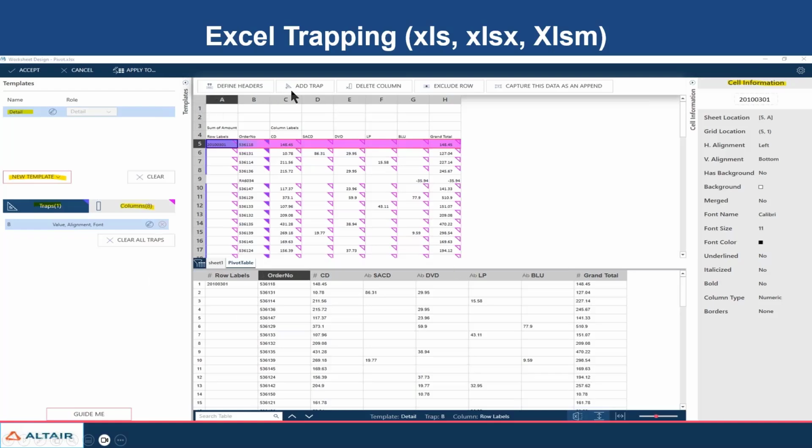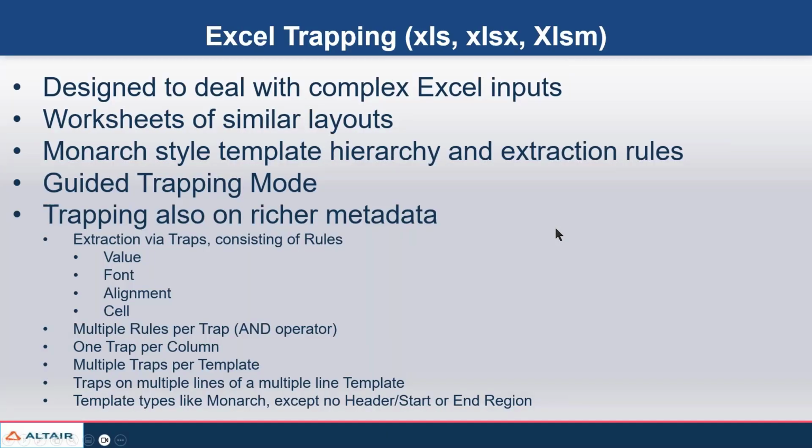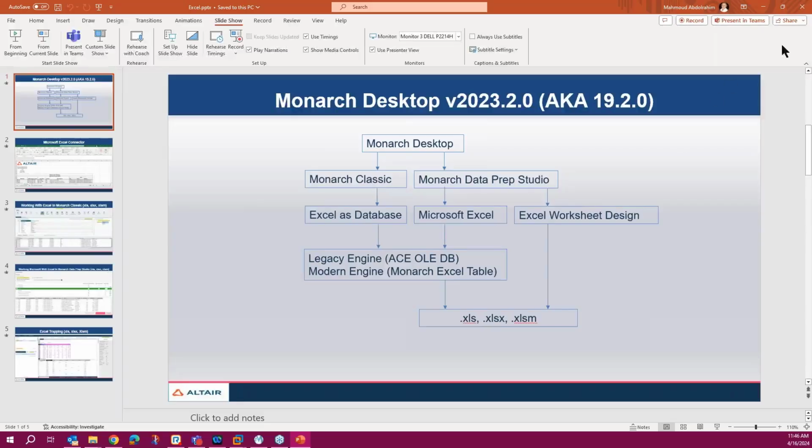And you will see a number of buttons on top, like a wizard button that allows you to define, add a trap, add a column, or exclude a row, or define headers, okay? I think that is the very last slide I have, and that's it. So let's just dive into one example.